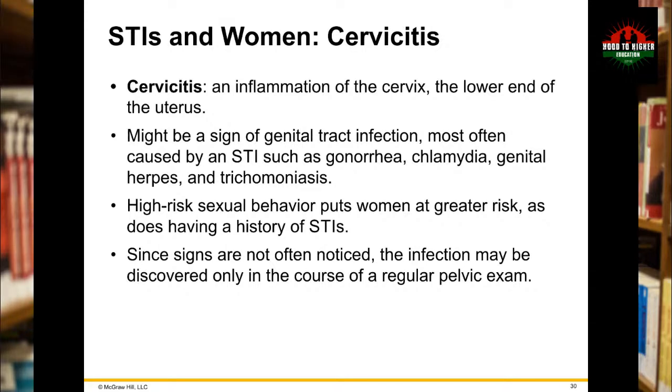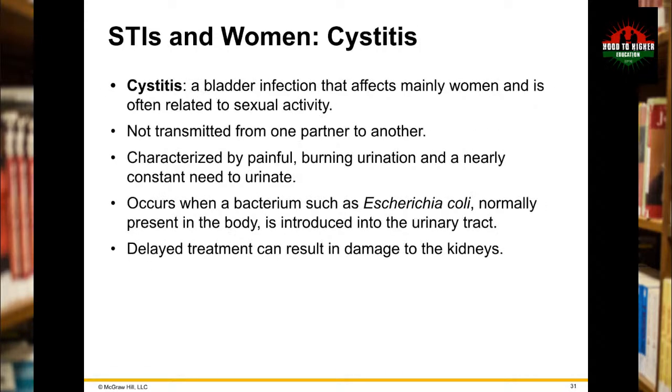Cervicitis, an inflammation of the cervix, the lower end of the uterus. This might be a sign of genital tract infection, most often caused by STIs such as gonorrhea, chlamydia, genital herpes, or trichomoniasis. So high risk sexual behavior puts women at greater risk, as does having a history of STIs. And that's common sense. If you have high risk behaviors, if you have multiple partners that you're not having this conversation with and you're unsure of their sexual promiscuity or accountability, then that may lead to some of these STIs. Since signs are not often noticed, the infection may be discovered only in the course of a regular pelvic exam.